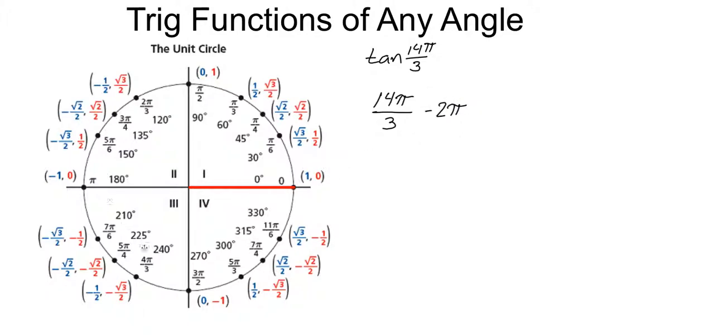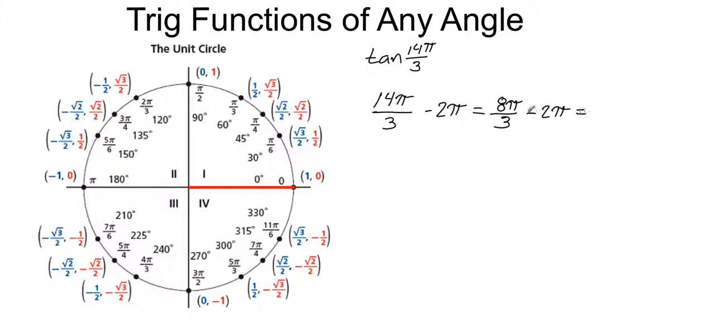I'm going to subtract out one rotation, so I'm going to subtract 2 pi, and that's going to give me... 2 pi is going to be the same as 6 pi over 3. That's going to give me 8 pi over 3. Well, 8 pi over 3, that's still too much, right? That's still more than a full rotation. So I'm going to subtract 2 pi again.